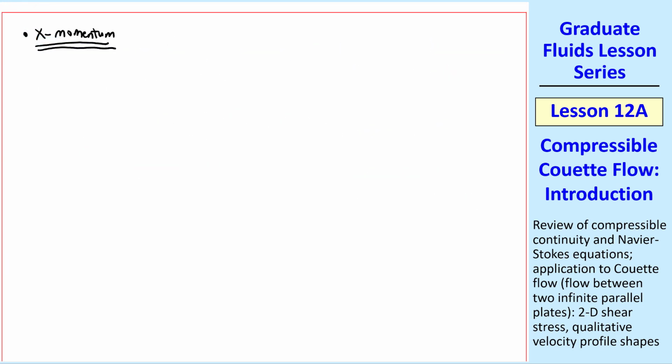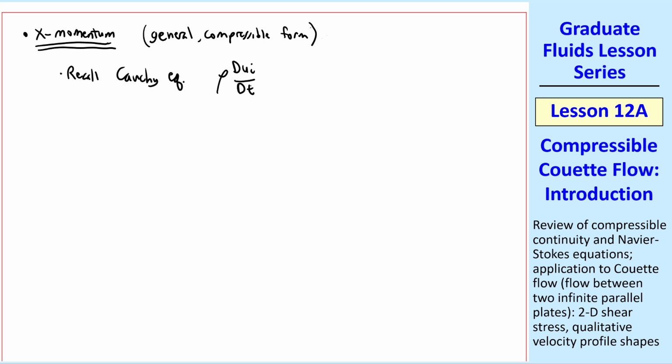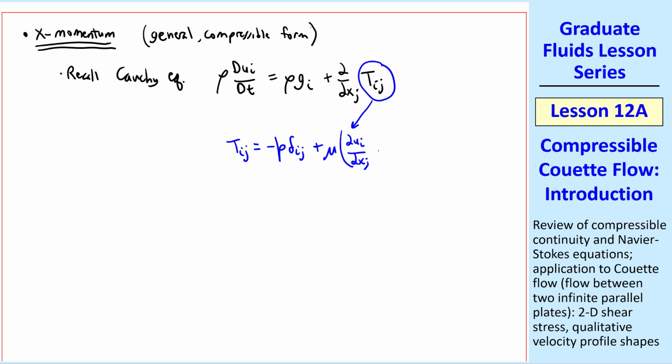Now consider the x momentum equation, where we must again use the general compressible form. Recall the Cauchy equation, rho du_i dt equals rho g_i plus del x_j of tau_ij, where tau_ij is our stress tensor. And for a compressible Newtonian fluid, we had written out previously that tau_ij equals negative p delta_ij plus mu times del u_i del x_j plus del u_j del x_i, plus lambda del u_m del x_m delta_ij, where recall this lambda is the second coefficient of viscosity.